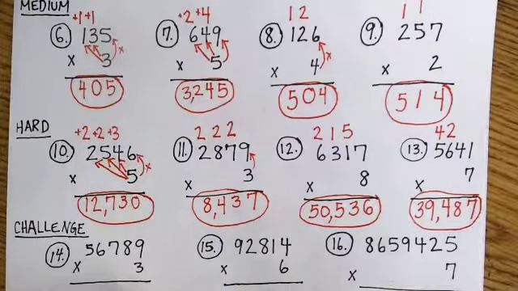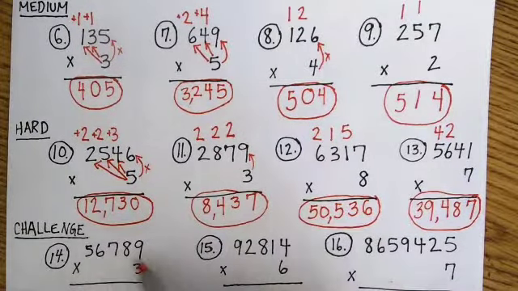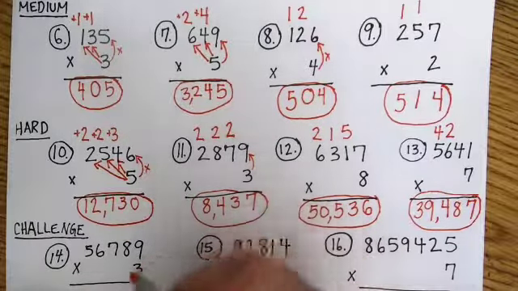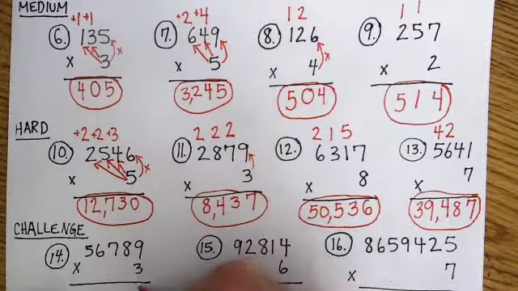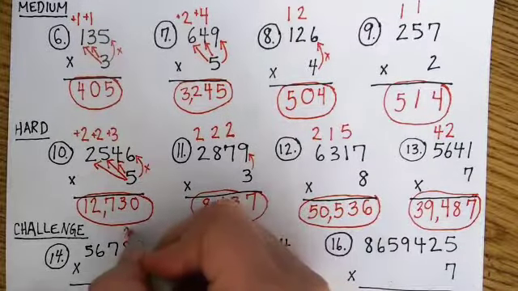Okay, now we'll take a look at the challenge problems. Challenge problems, again, what makes them challenges is their digits across the top are more. So there's more digits across the top. Well, 3 times 9 is 27. Put down the 7, carry the 2.